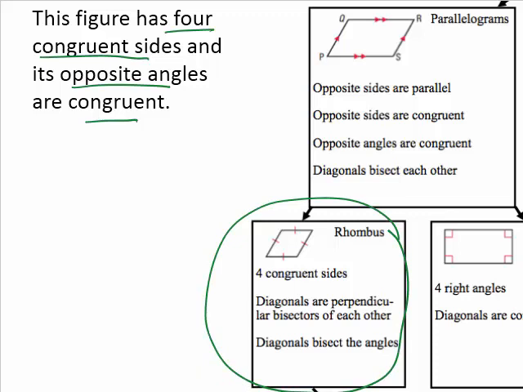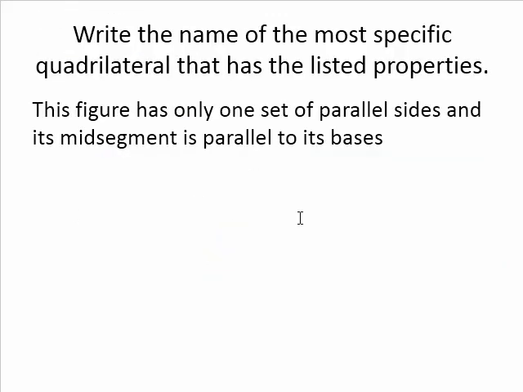Let's take a look at another one. Write the name of the most specific quadrilateral that has the listed properties. This figure has only one set of parallel sides and its midsegment is parallel to its bases.